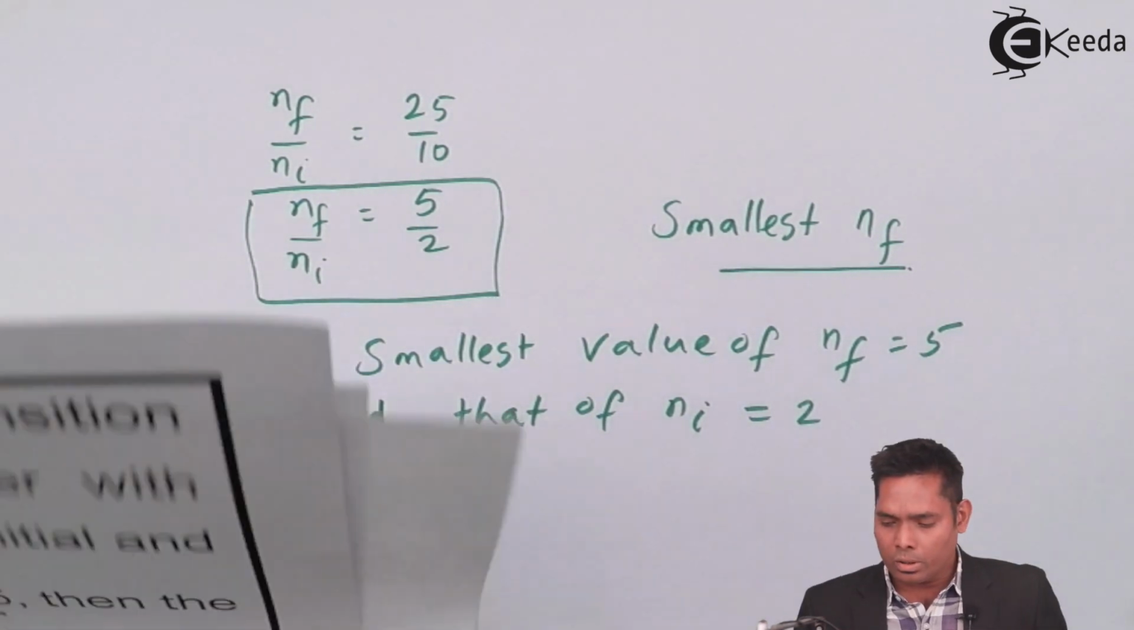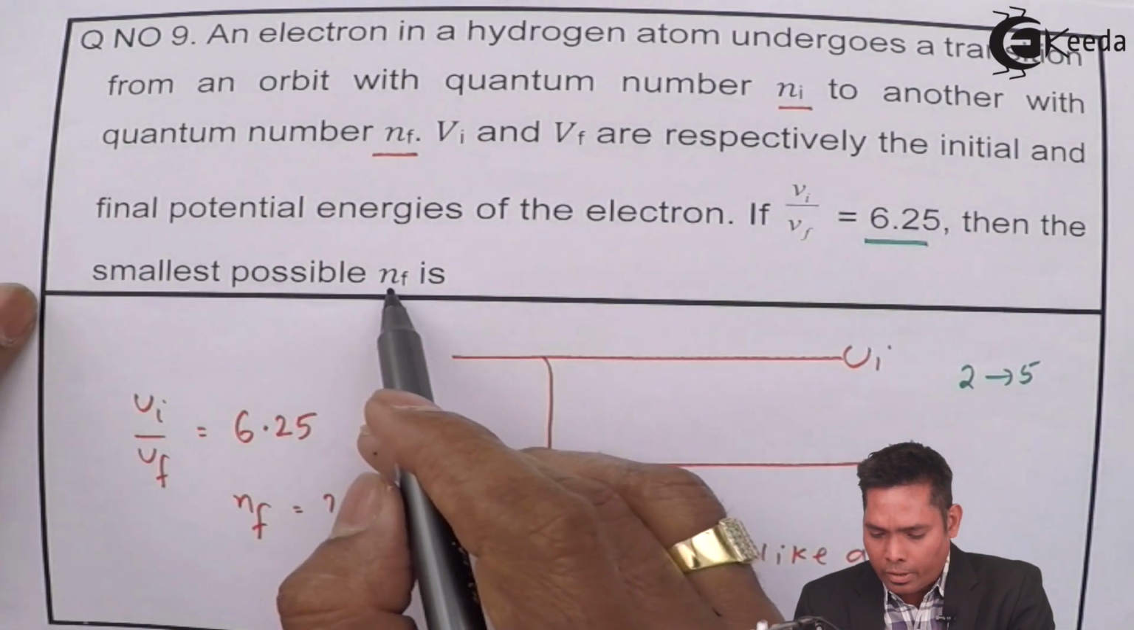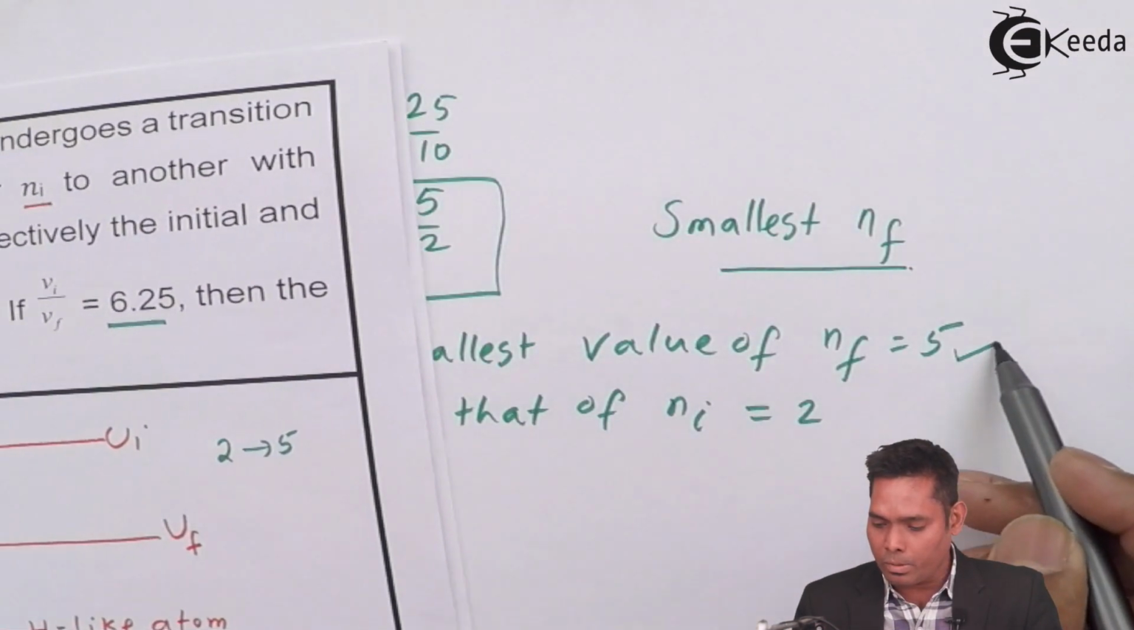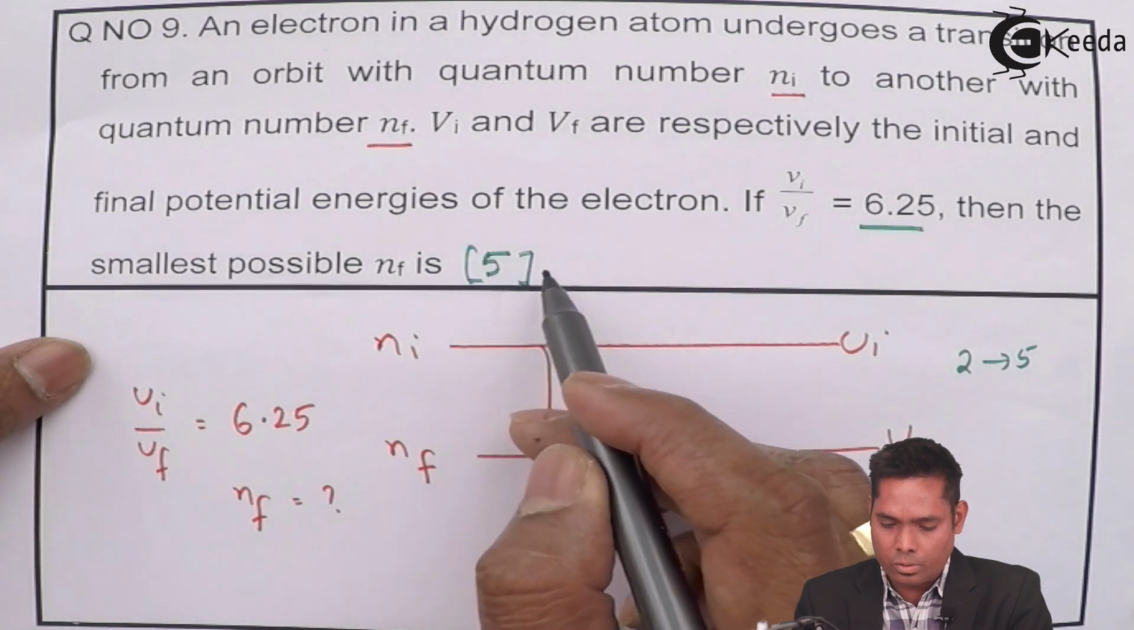So therefore the answer to this question, what is the smallest possible value of Nf, is 5, because Nf is coming out to be 5. So this is the answer to this question.